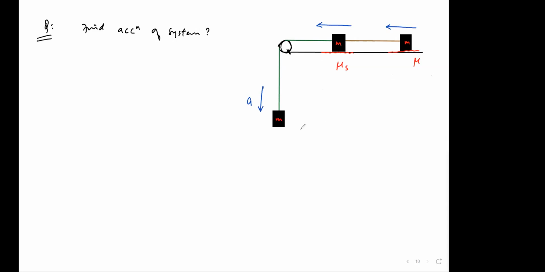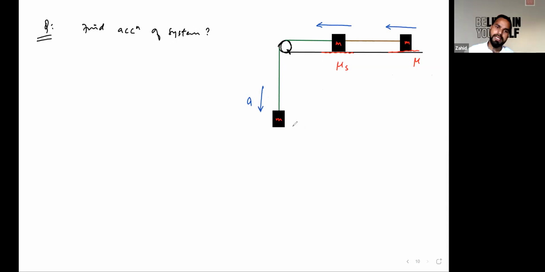Now draw all forces acting on this particular block. One would be along this direction due to gravity, and there would be one force along this direction due to tension in this string at this point. Similarly, there would be one tension at this point, and at this point as well. There would be another tension at this point and at this point as well. Is it clear? How I have drawn different tensions at different instants? Yes, sir.